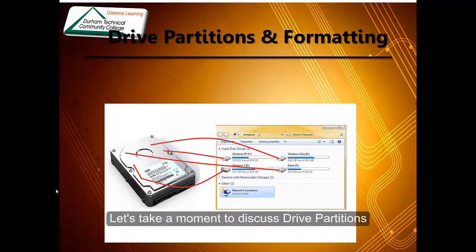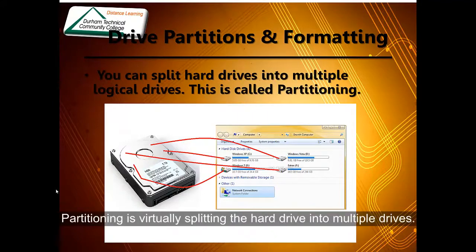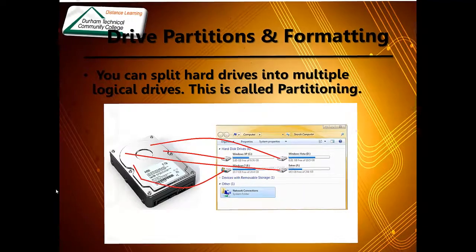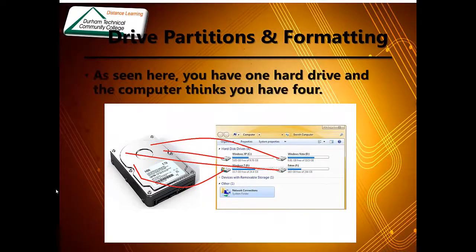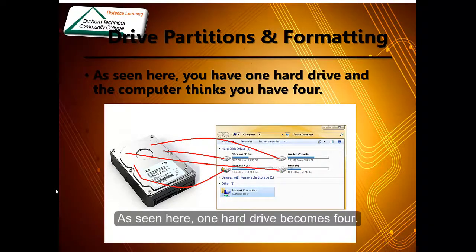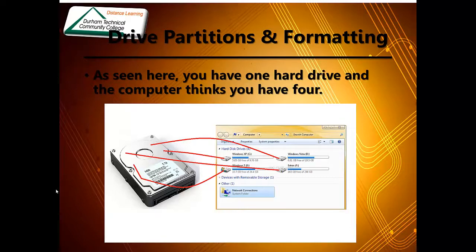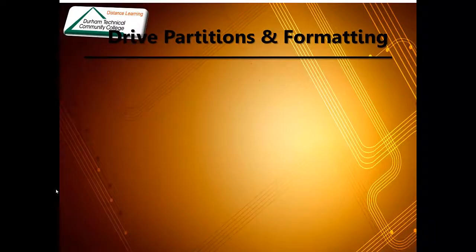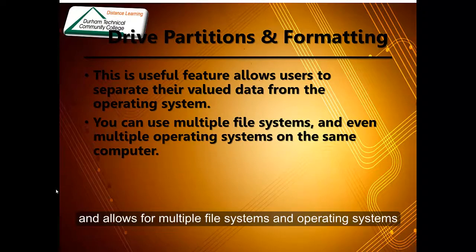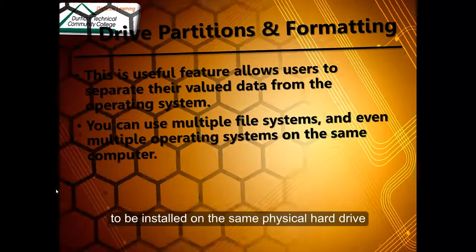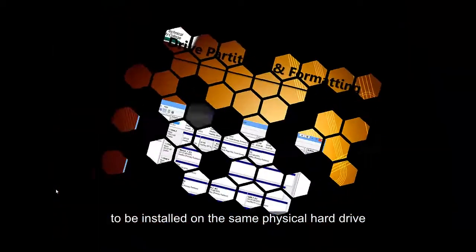Let's take a moment to discuss drive partitions and formatting. Partitioning is virtually splitting the hard drive into multiple drives. As seen here, one hard drive becomes 4. This allows the user to segregate important data from the operating system, and allows for multiple file systems and operating systems to be installed on the same physical hard drive.